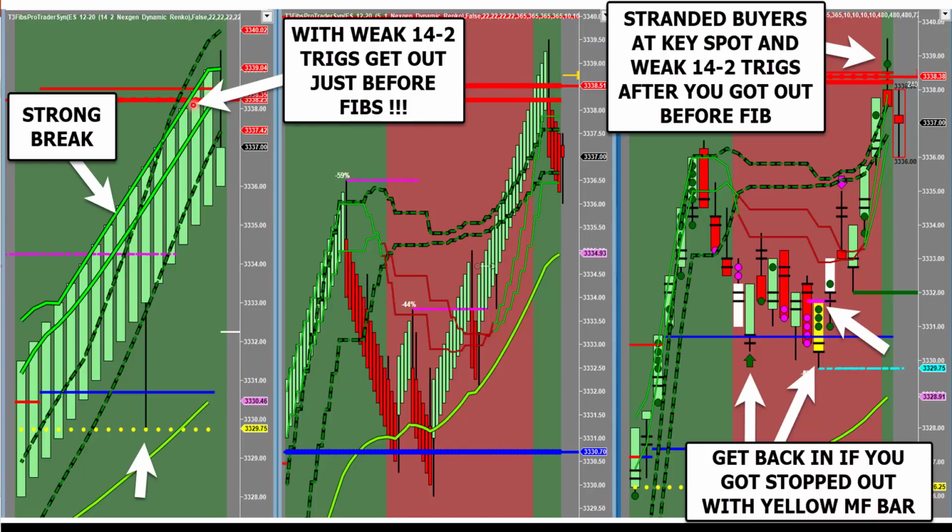And exiting, remember, we always exit into the fibs, especially when the triggers are weak. But if you did not, for some reason, notice the configuration of the market flow at this area: stranded buyers at a fib with a reversal bar. So if for some reason you were hanging on for dear life, this is a clear signal that we're not going to go up anymore at this moment in time. Stranded buyers from fibs is great. Stranded sellers from fibs is really great.